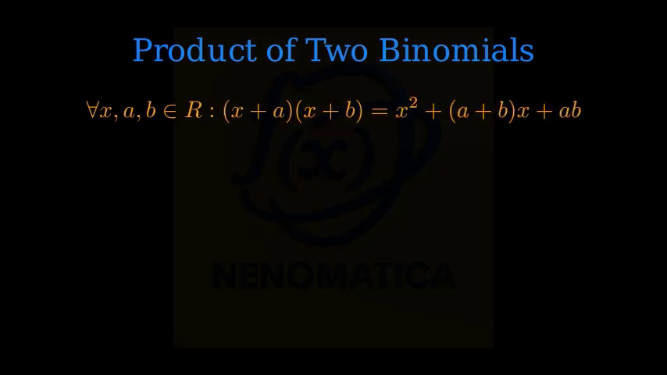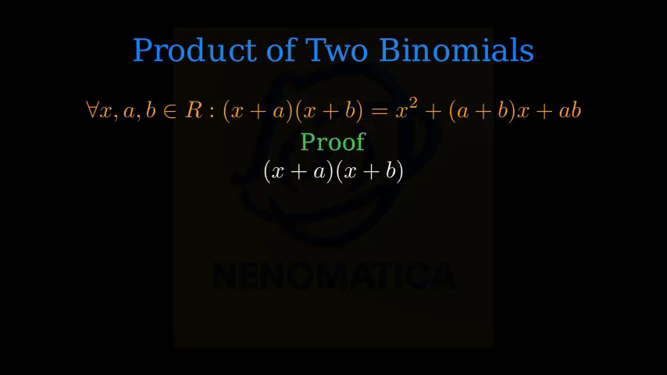Today we're going to prove an important algebraic identity related to the product of two binomials. Let's look at our theorem statement. For all x, a, and b that belong to the set of real numbers, we want to prove that the product of x plus a and x plus b equals x squared plus the quantity a plus b times x plus ab. Now let's start our proof.